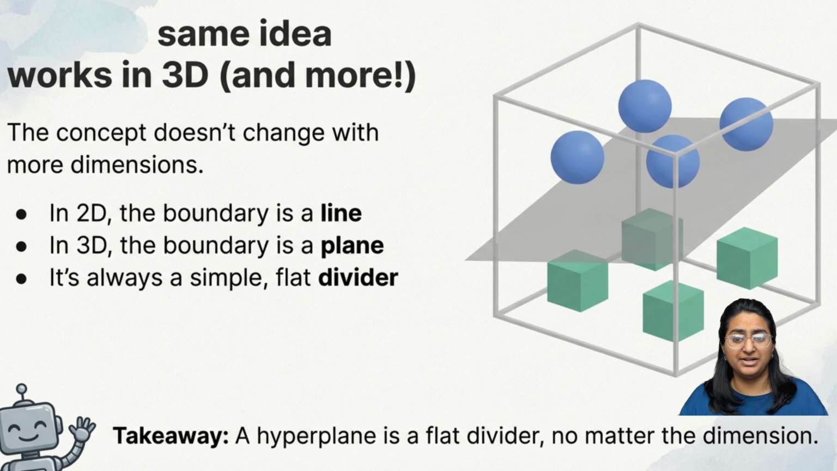So here is the closing statement: hyperplane is just a flat divider and decision boundary is where the class changes.